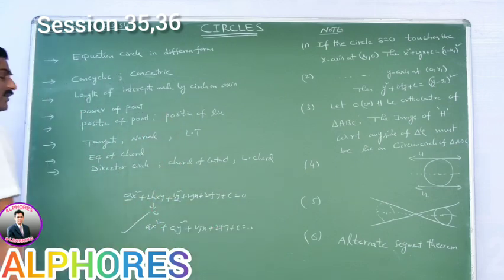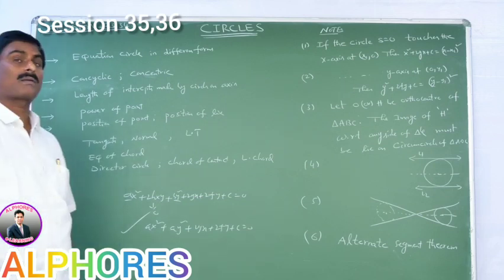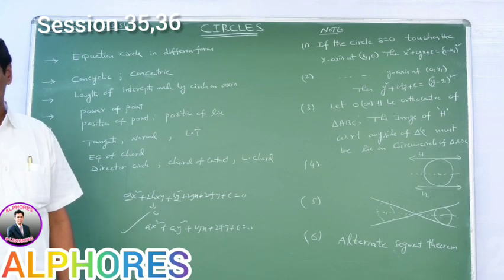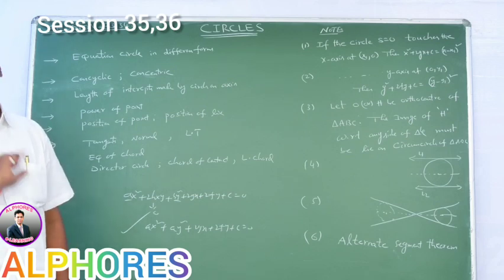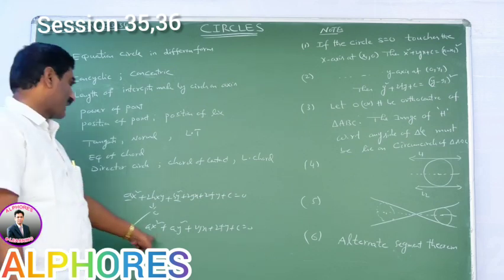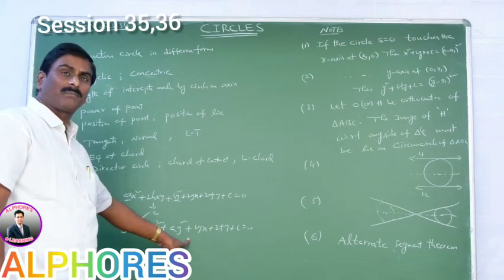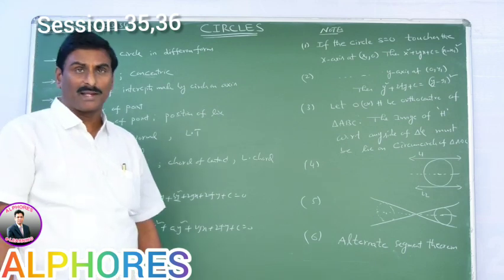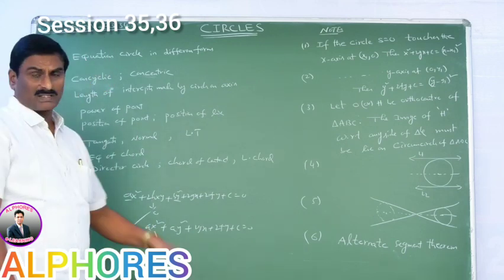This equation always represents a circle when g square plus f square minus ac is greater than or equal to 0. Greater than 0 means real, equal to 0 means point circle, less than 0 means imaginary circle. In this case, the center of the circle is (minus g by a, minus f by a). The radius of the circle is equal to root over g square plus f square minus ac, divided by mod a. Okay, it is the radius of the circle. Next.